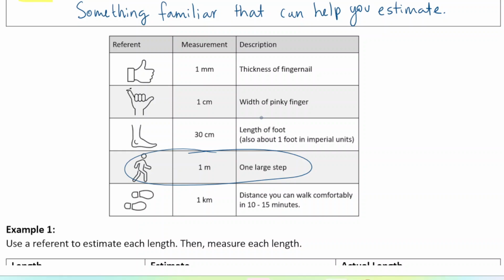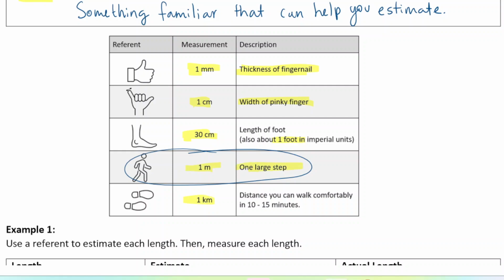Here are some other really common ones. 1 millimeter is really, really small. It's about the thickness of a fingernail. 1 centimeter is about the width of your pinky finger, the average pinky finger anyways. 1 foot, in imperial units, is about 30 centimeters. 1 meter, like I mentioned before, is 1 large step.